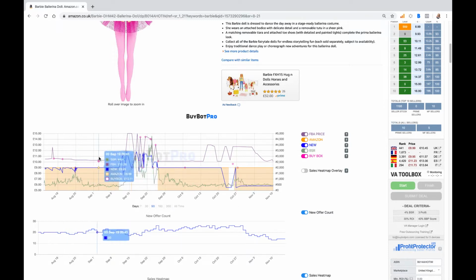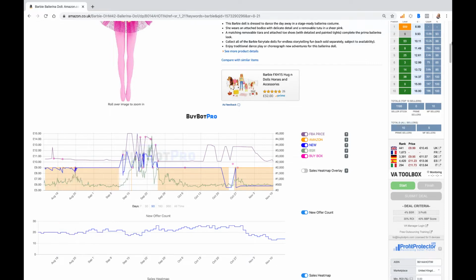So you can look along here and see who's got the buy box. If we look here, for example, the FBA price is $10.49. The new price is $8.14. The Amazon price is $8.99, and the buy box is $10.49. So you can see from that that at that point, an FBA seller had the buy box, because the buy box price is the same as the FBA price and Amazon are cheaper. So Amazon are clearly sharing the buy box on this product.